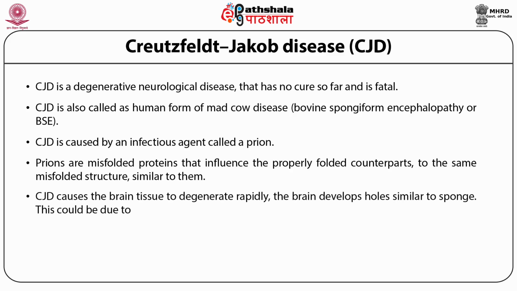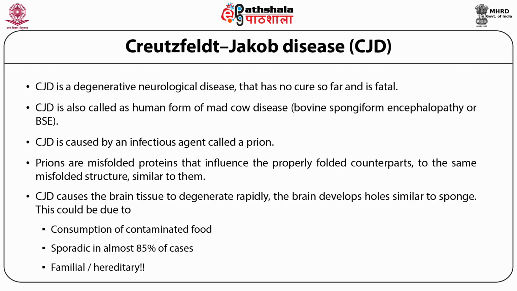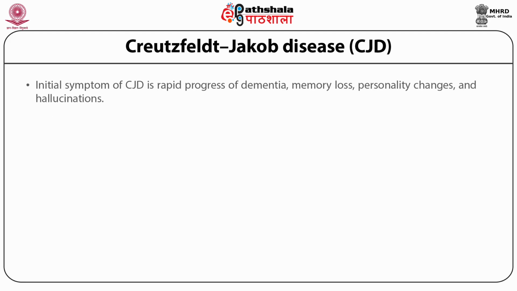CJD causes the brain tissues to degenerate rapidly. The brain develops holes similar to a sponge, and this could be due to the consumption of contaminated food; it is sporadic in almost 85% of the cases. Some could be familial hereditary conditions. The initial symptoms of CJD are rapidly progressing dementia, memory loss, personality changes, hallucinations, etc.